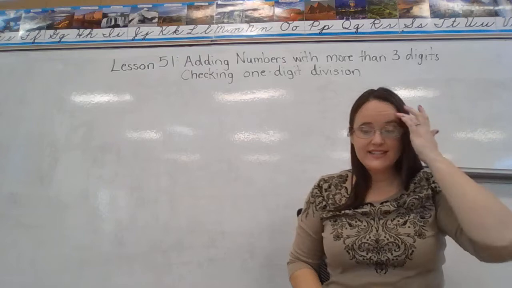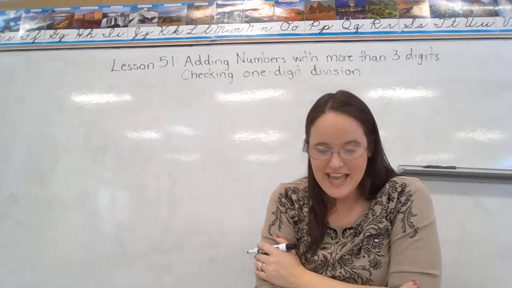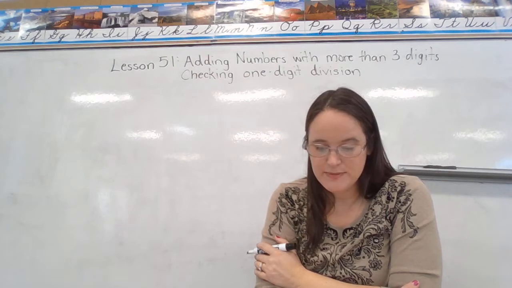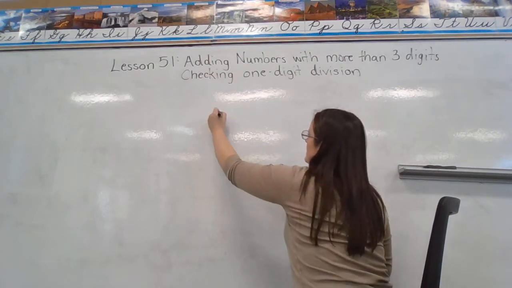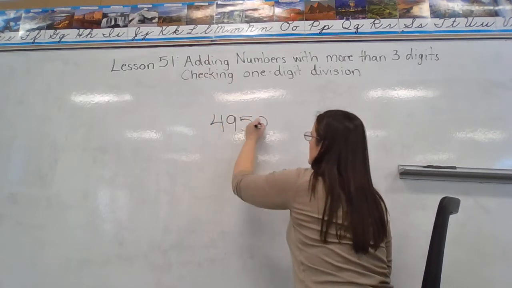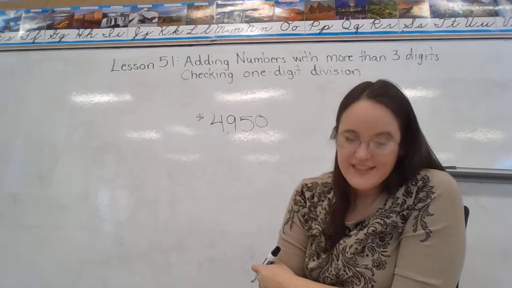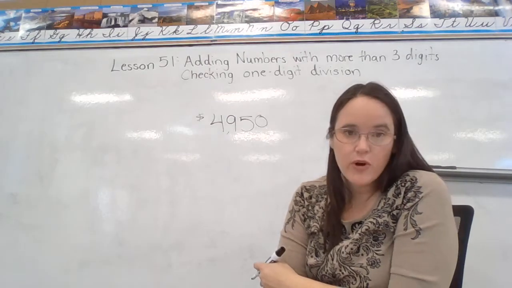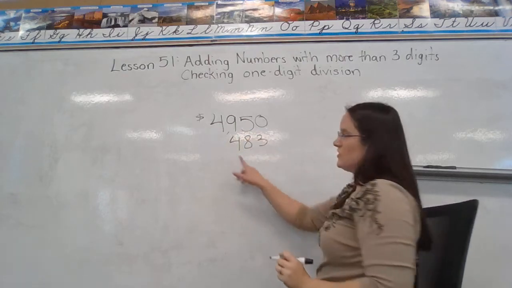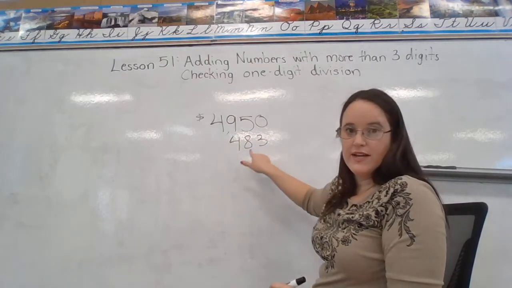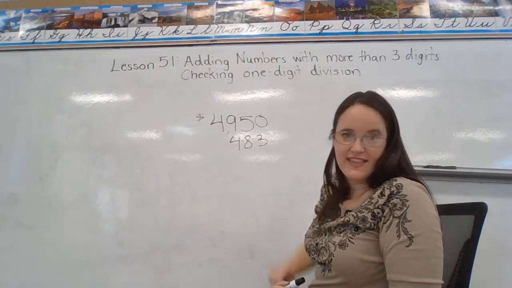All right, so our next example, we're going to add several numbers together. In this one, Dale bought a used pickup truck for his business for $4,950. And we've got money and our comma, okay? The taxes and registration cost $483. So notice I'm lining up my ones, my tens, my hundreds. This number here doesn't have anything in the thousands place.